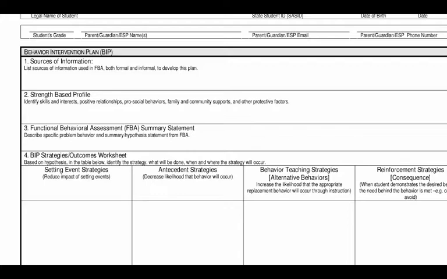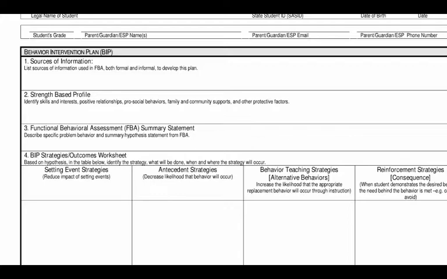So the point here is to be informed, to list your sources. What informed the FBA? List it, map it out, just so that all team members know that you and the BCBA cared enough to be looking at these other evaluations for the purpose of developing this plan.